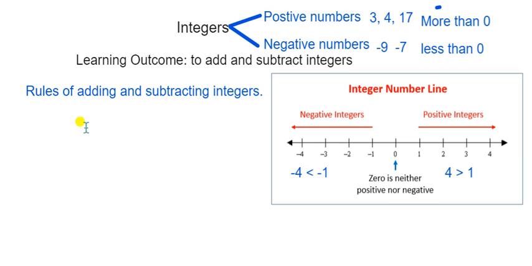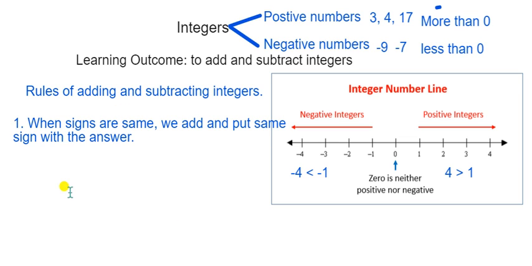First, we will view these rules which will help you in solving the equations of integers. The first rule is when signs are the same in an equation, we add them and put the same sign with the answer. Let's take a few examples to understand it. For example, if we have -9 -8, in this equation both the signs are negative. It means both of them are the same.